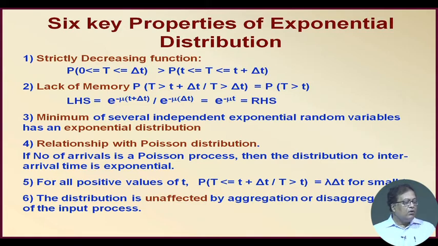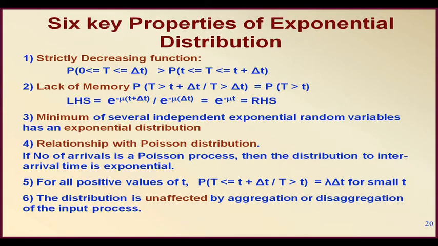And then for all positive values of t, the probability of T being between t and t plus delta t, given that the random variable T is greater than t, is lambda delta t for small delta t. And then finally, the distribution is unaffected by aggregation or disaggregation of the input process. Anyhow, let us look at it once more.